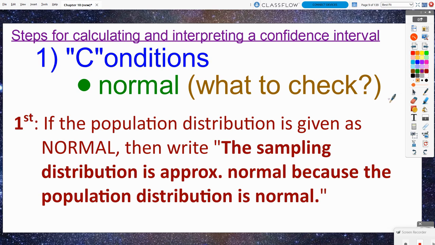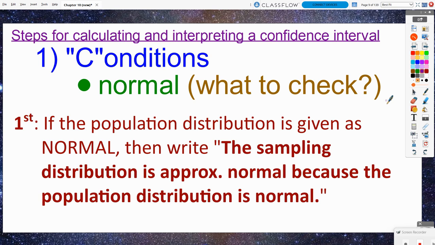There's one of three scenarios that we're really going to need to check to validate the normal condition, and I would check them in this particular order. First, if the population distribution is given to you as normal, and they have to state it in the problem that the population distribution is normal or approximately normal, then all you have to write to verify the normal condition is the sampling distribution is approximately normal because the population distribution is normal.